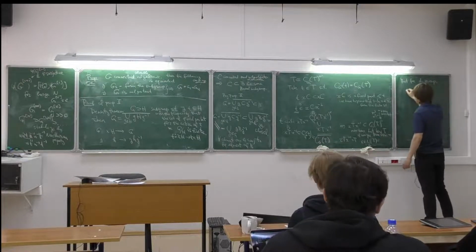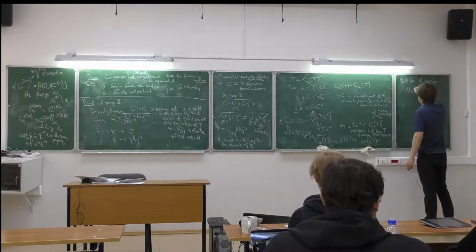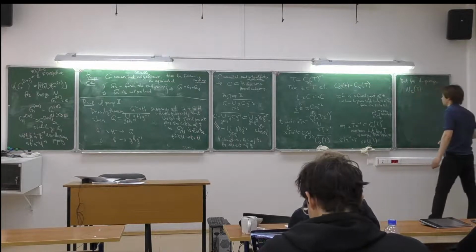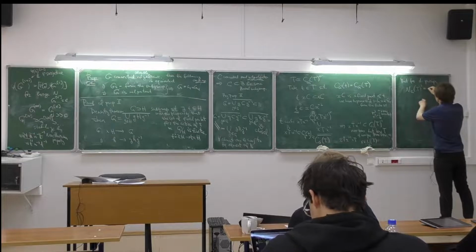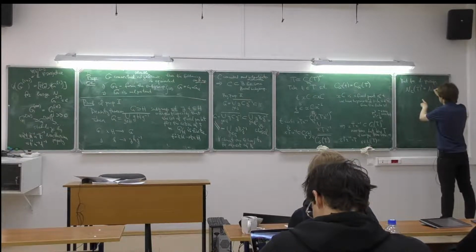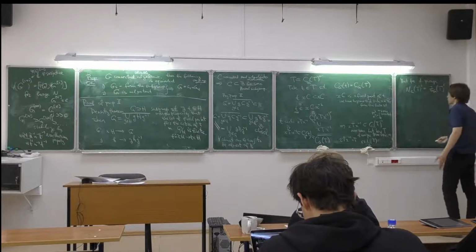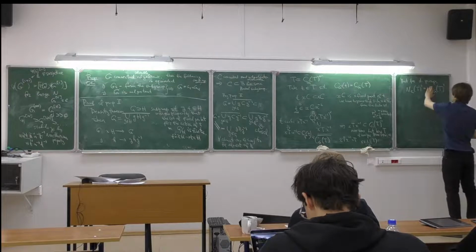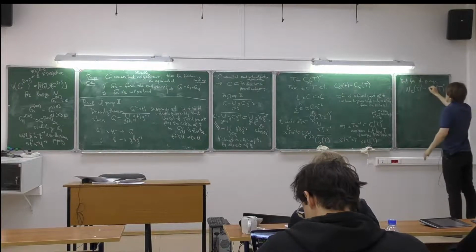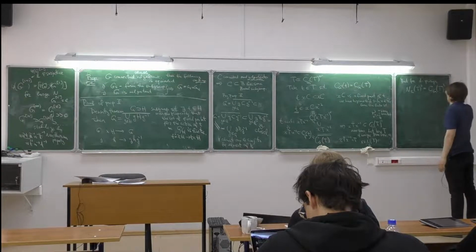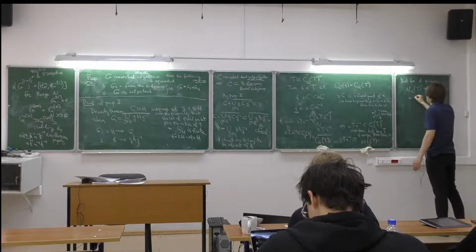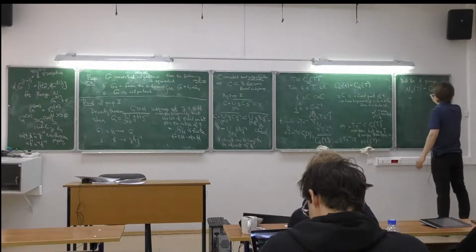The connected component of the normalizer is equal to the connected component of the centralizer. And the centralizer is just a Cartan subgroup. Yeah, so I have written it like this. So it is just a Cartan subgroup.